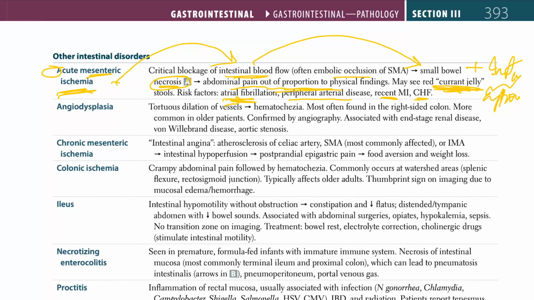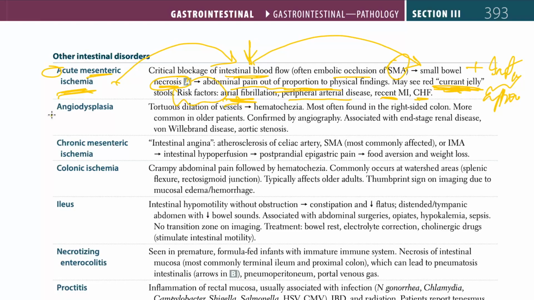So AFib can make a thrombus that can lodge into some small bowel artery like the SMA. All of them lead to some sort of blockade or decrease in the blood flow. Those are all the risk factors.